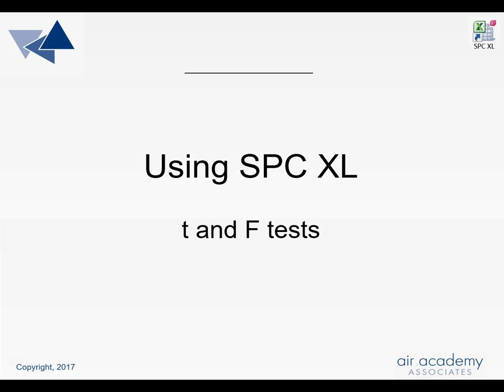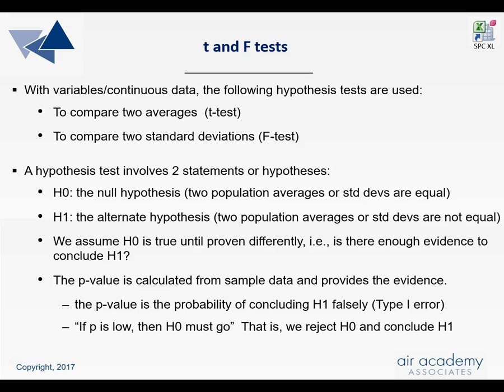This video clip will introduce you to two of the most important and most commonly used hypothesis tests in process improvement, namely the T and the F tests. The T and the F tests are used when we have variables or continuous data like time or cycle time. We will use the T test when we want to compare two averages or mean values. We will use the F test when we want to compare two standard deviations.